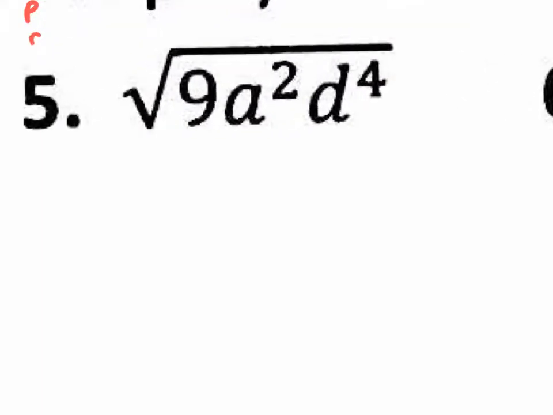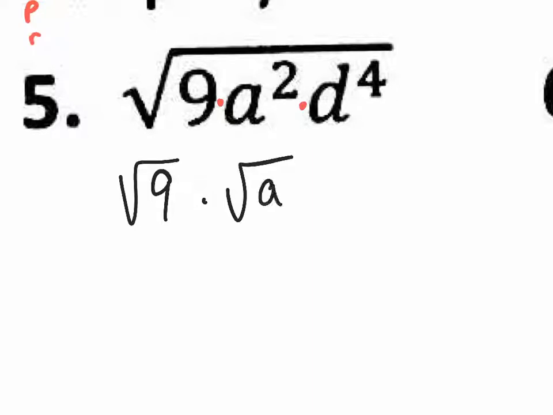So it doesn't matter how complicated it looks, what we're going to be doing is splitting up each root into each of the terms. So instead of 9 times a squared times d to the 4th, all underneath one root, I want to split up that root to each of them. I want to have the square root of 9 times the square root of a squared times the square root of d to the 4th. Now, the square root of 9, that's an easy problem. That's just 3.